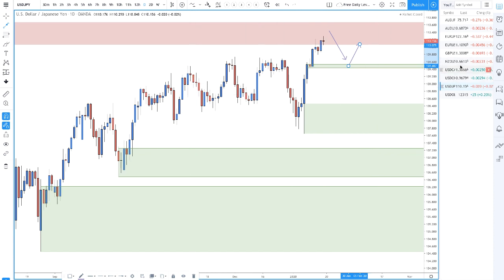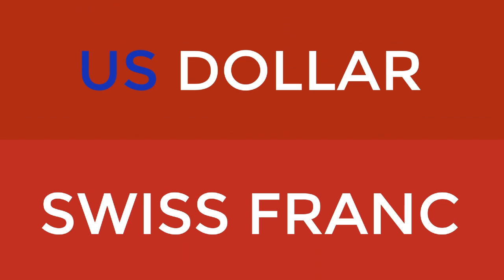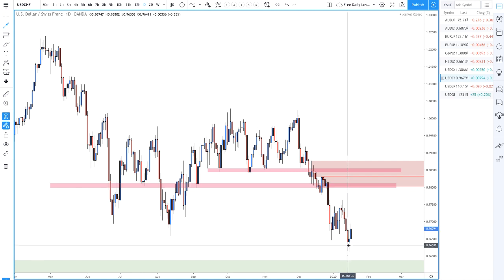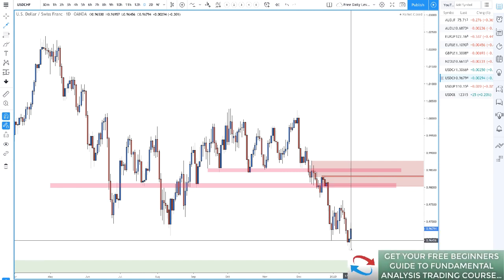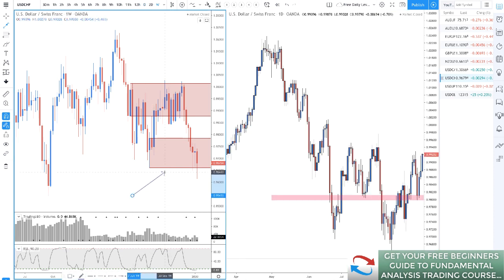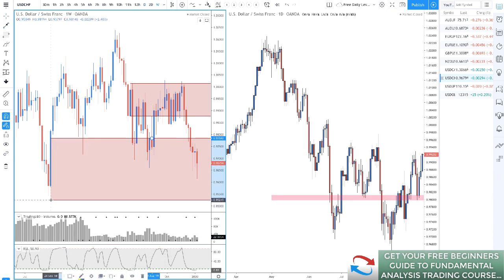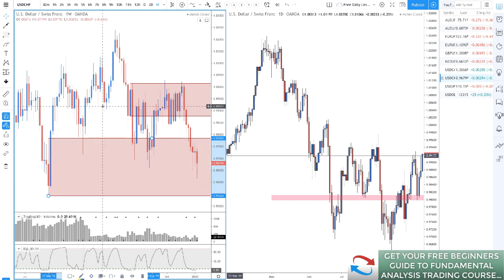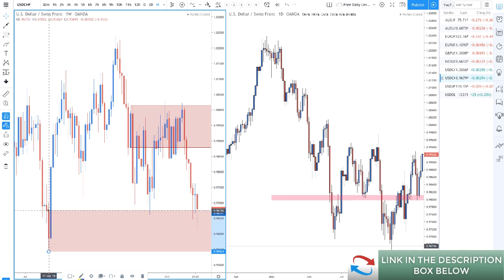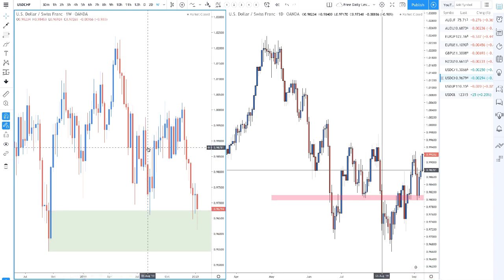If I'm looking to buy the dollar, dollar Swiss. A lot of the guys in the Discord trading group are actually in at this area here, and this is really based off of a weekly demand zone. If you go to the weeklies, sorry, one second, there we go, and then that's actually a demand zone there. So demand, I should have had this ready for you guys, but here we go.